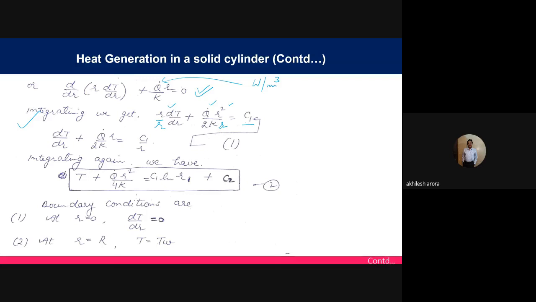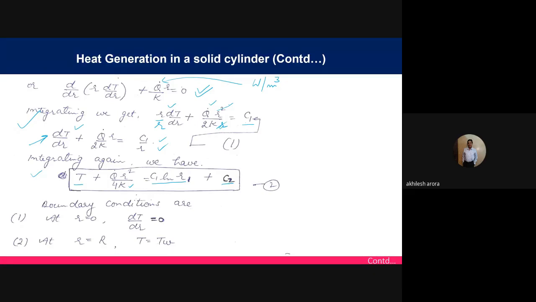Okay, and finally we will get this particular equation: dT/dr = q dot r by 2k, instead of r square, this r and this r will cancel out, plus c1 by r. And then we can integrate this equation once again, and finally we will get T = q dot r square by 4k, plus c1 log of r plus c2.